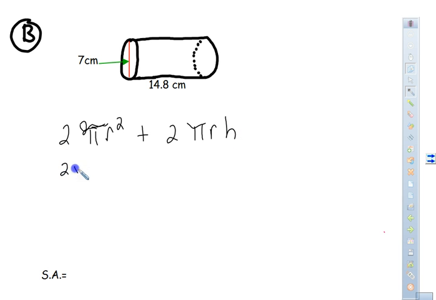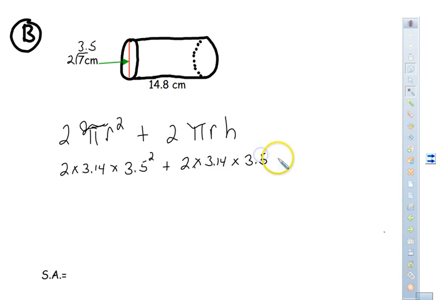So 2 times 3.14 times, now what is my radius on this? Hopefully you divided this by 2 to get your 3 5/10, and it is now squared, which is not 7. 3.5 times 3.5 plus the 2 times 3.14 times the radius, which again is 3 5/10, times the height, which is 14 8/10. So now again, it's just simply a matter of plugging that into the formula.